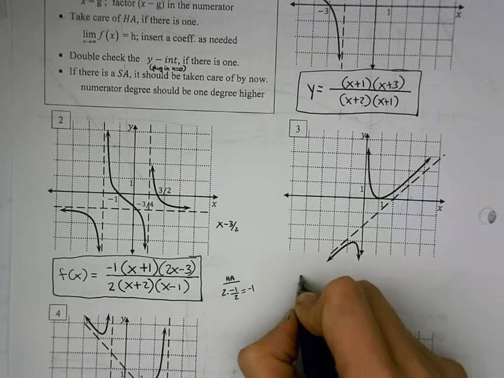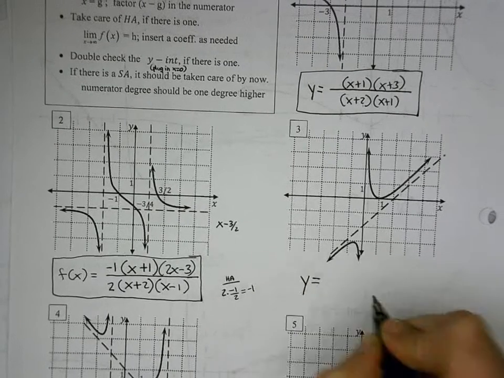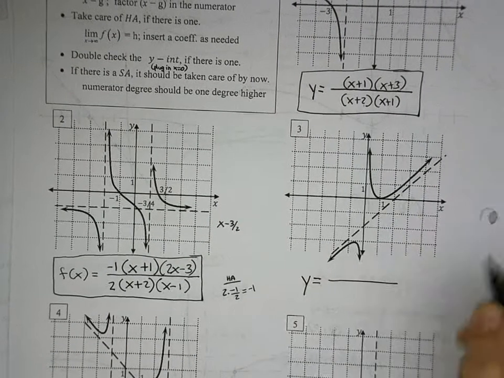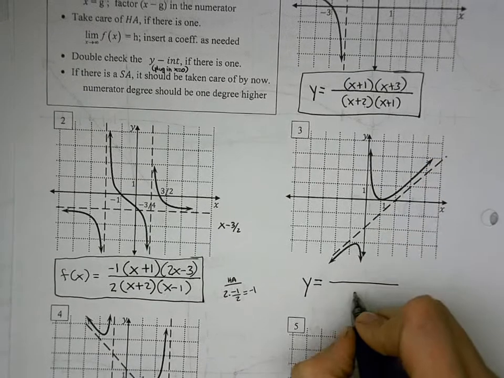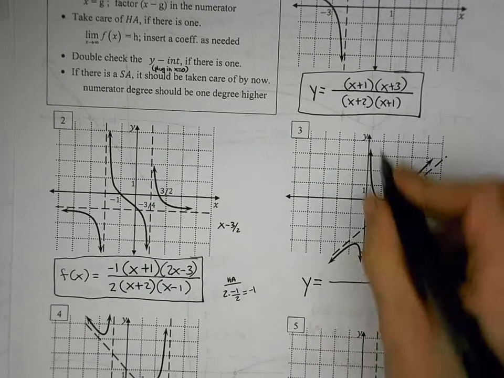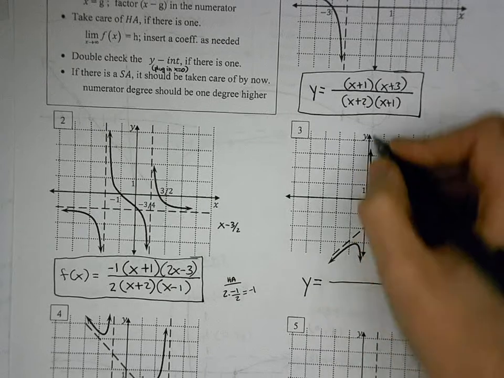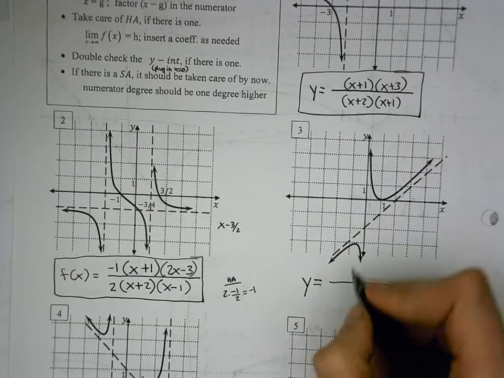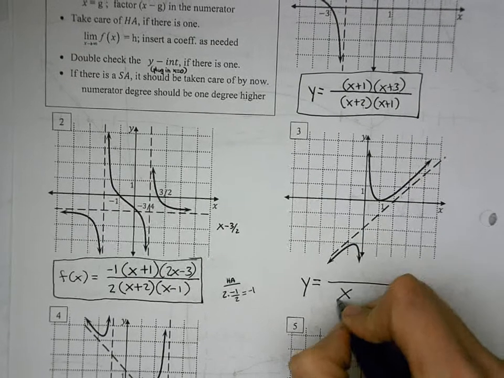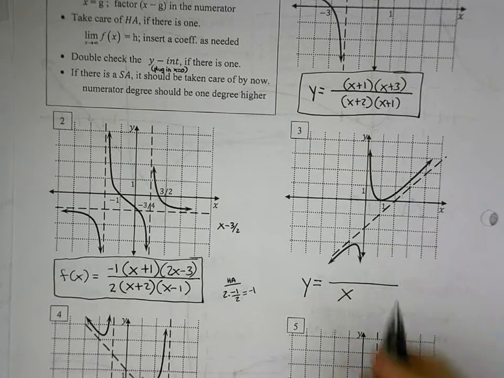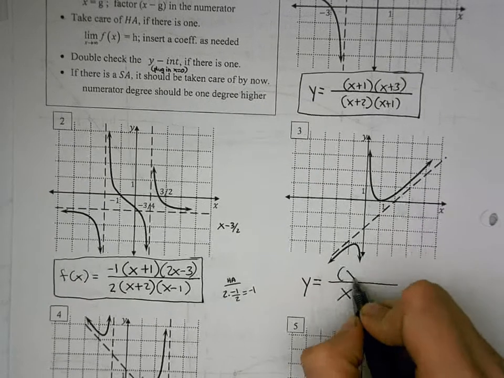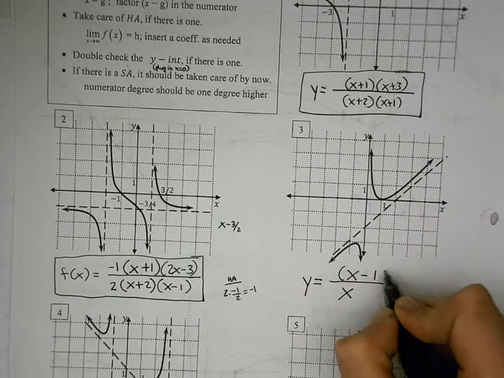Okay, number 3, we have y equals. My vertical asymptote in this case is the y-axis. And so we know we have a 0, x minus 0, or x plus 0, or just x in the denominator. Okay. No holes, so we're good to go there. I do have an x-intercept at 1 here, so I'm going to put x minus 1 into my numerator.